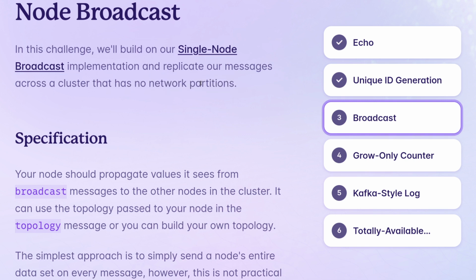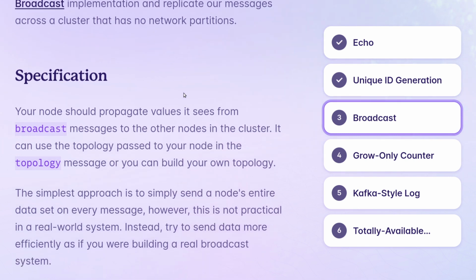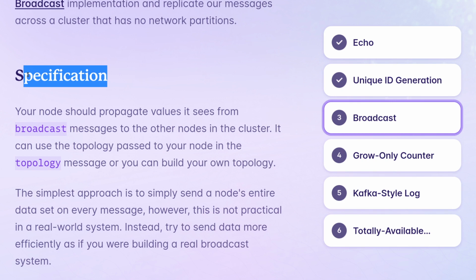Having no network partitions means that we can perform inter node communication without worrying whether those messages will be delivered or not. Whenever there is a network partition, there is no guarantee that inter node communications will be delivered. In this challenge that is not the case, so we can send as many inter node messages as we want.